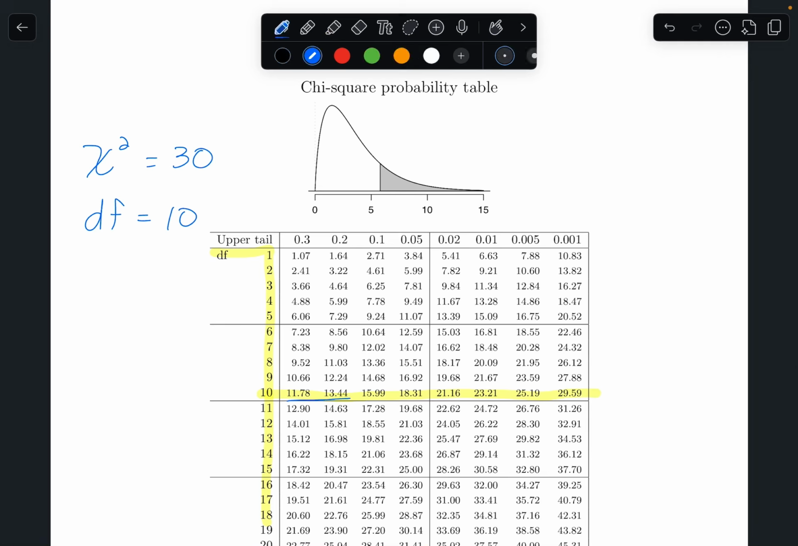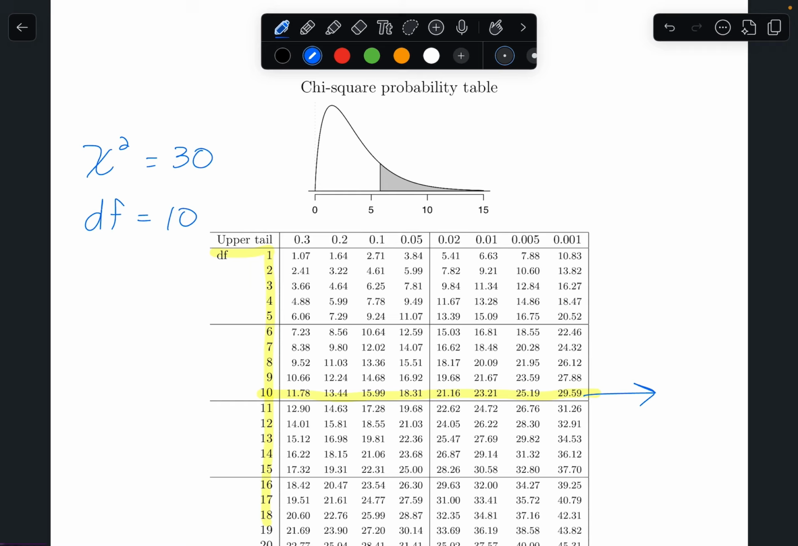Well, it's not between 11 and 13. It's not between 13 and 15. It's not between 15 and 18. Not here, not here, not here, and not here. If I imagine where 30 lives in relation to these numbers, well, it's bigger than 29.59, which means it must live somewhere to the right of that 29.59.